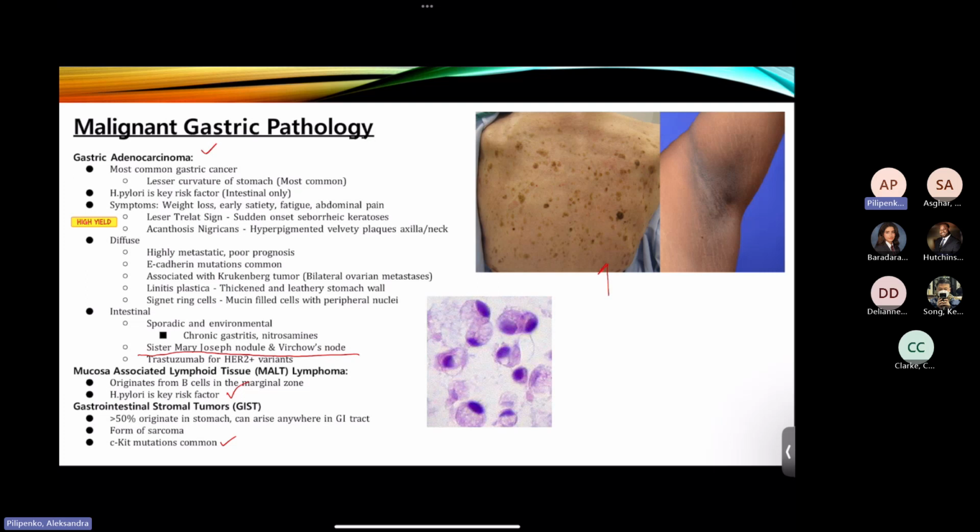Actually, keratosis. And this is what I was talking about, the Leser-Trélat sign, right? Basically, if we have a lot of them happening, like appearing all of a sudden, that's not just a skin problem, that's also a sign of underlying GI cancer, specifically adenocarcinoma.